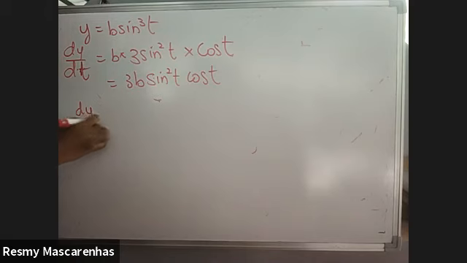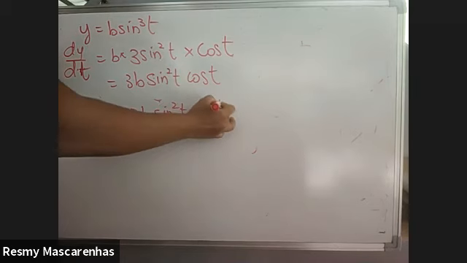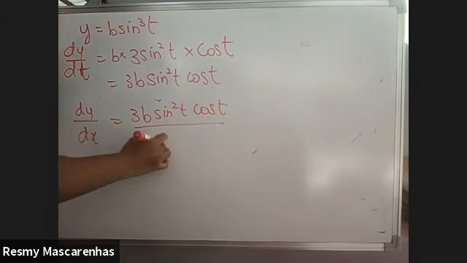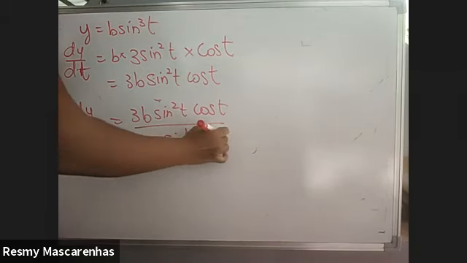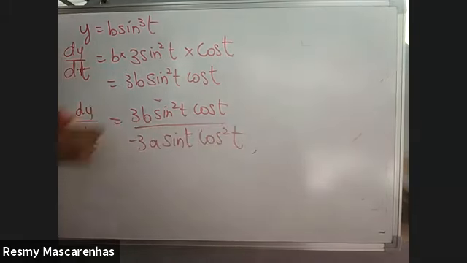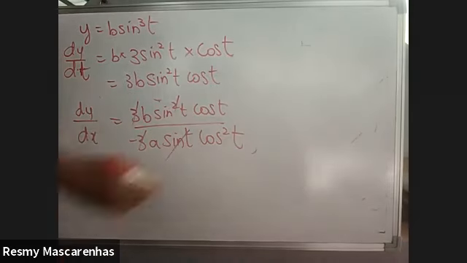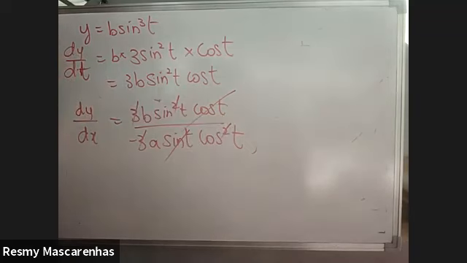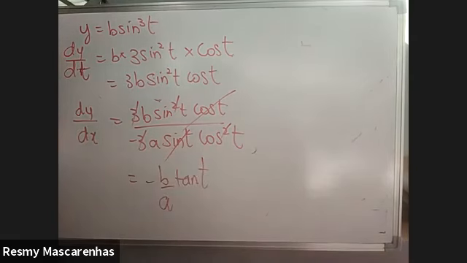So dy by dx is 3b sin square t upon minus 3a sin t cos square t. 3 cancels. Sin square, 1 sin will go. Okay, so sin upon cos will remain. So the answer will be minus b upon a tan t. So if you have got this answer, good enough.